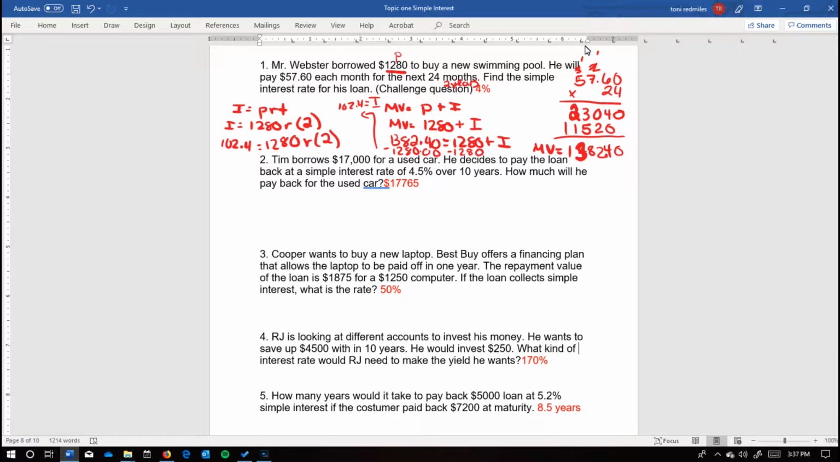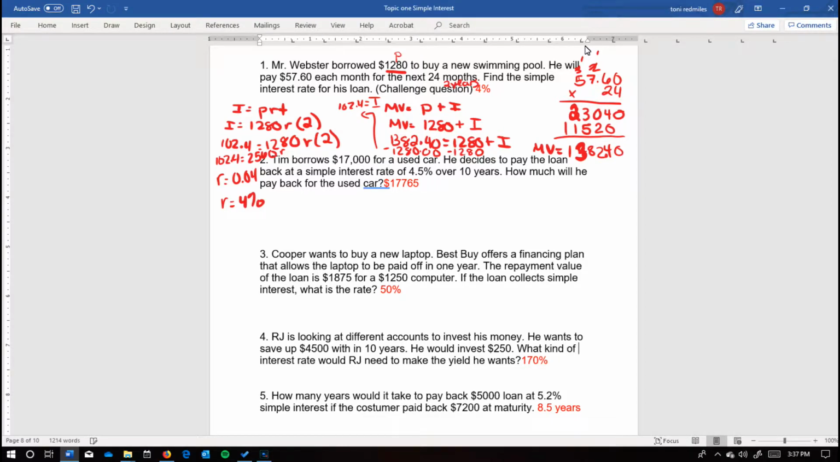R is just kind of there. It's our unknown. And now to get R by itself, I'm going to have to divide the 2,560 from both sides. And I get an answer of 0.04. So I get to turn this back into percent, and it goes to 4%.